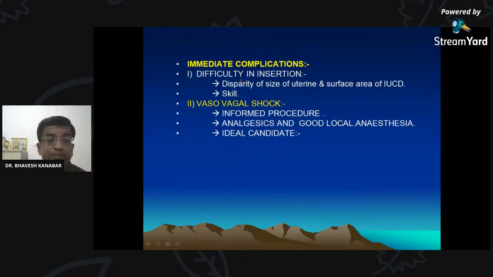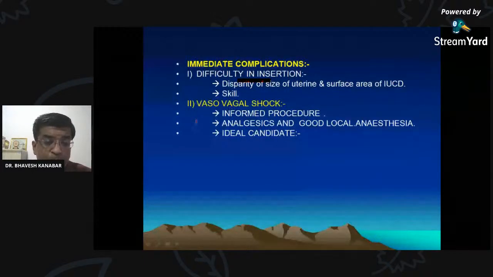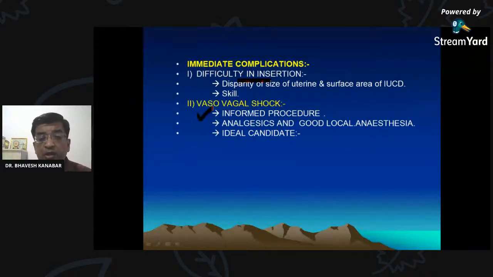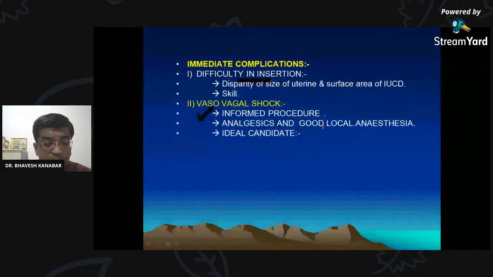Immediate complication: difficulty in insertion. We have already discussed that with proper skill, technique and training, this difficulty can be removed. Vasovagal syncope: to prevent it, we have to carry out this procedure with informed consent, or informed procedure. During insertion, we have to inform the woman that we are inserting this device inside the uterus.